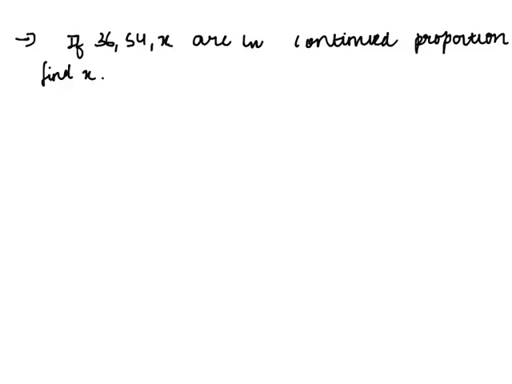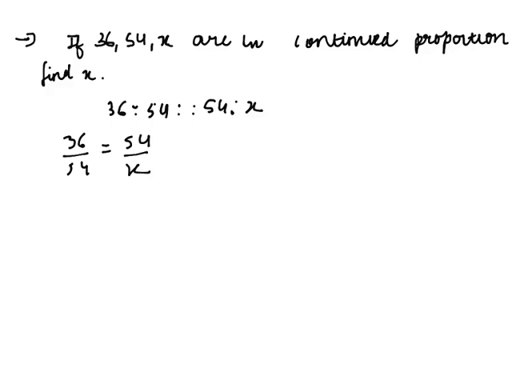Based on continued proportion, we have a question. We are given 3 terms 36, 54 and x in continued proportion. We have to find the value of x. As they are in continued proportion, we will have 36 ratio 54. The second and third terms are the same, so we will put it in proportion with 54 ratio x. So how can we write it? 36 by 54 equals 54 by x.